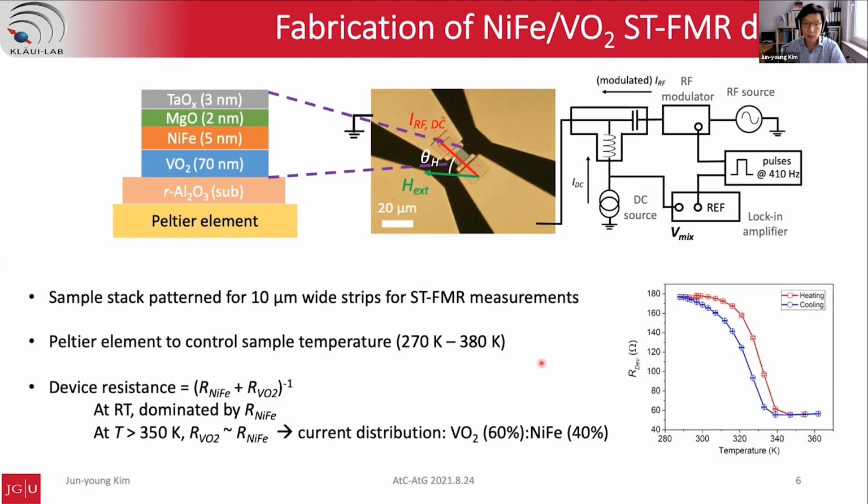Then we can measure the temperature dependence of the device resistance. And now we are measuring the resistance of this bilayer structure. So you can still see the transition as you heat the sample, from when the VO2 is fully insulating to saturating where the VO2 becomes fully metallic. When it's fully insulating, we now see the resistance of the nickel iron layer, in this case somewhere around 170 ohms. And when the VO2 is fully metallic, we see the combined resistance, where we can estimate the current distribution between the VO2 and the nickel iron to be roughly 1:1 or 60:40 in the fully metallic phase.